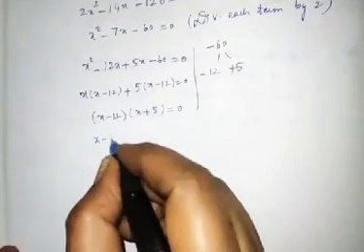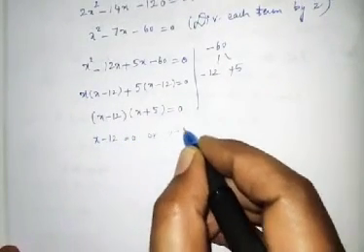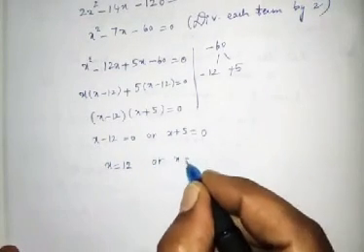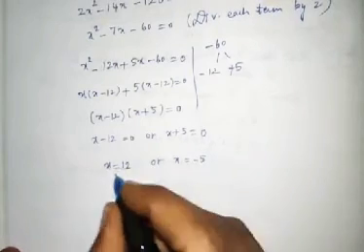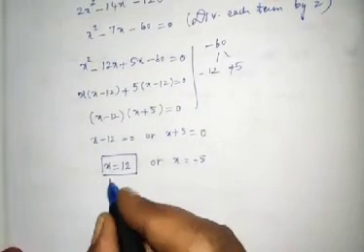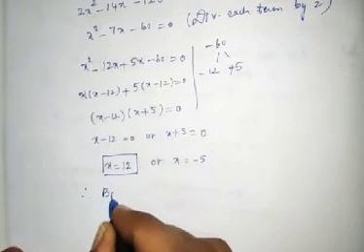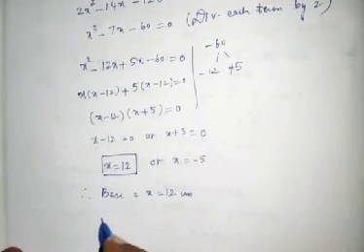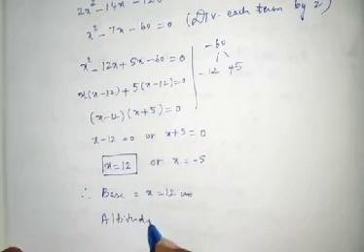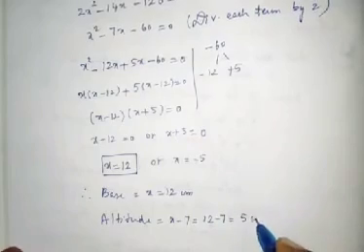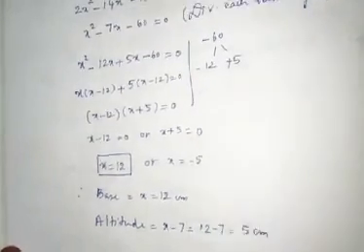Now x minus 12 must be 0 or x plus 5 must be 0. So x is equal to 12 or x is equal to minus 5. Now here discard the negative quantity. So take the x value as 12. We have assumed x as what? Base. So therefore base is equal to 12 centimeter and altitude, which is x minus 7, that is 12 minus 7, is equal to 5 centimeter. Now let's go to the next question.